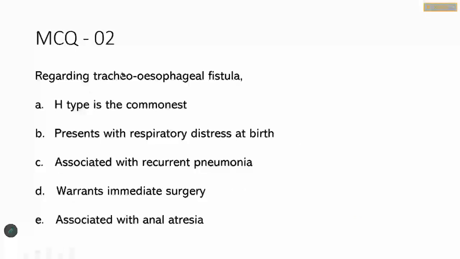Okay. The second question is regarding tracheoesophageal fistula. H type is the commonest? We have studied that C type is the commonest, so that is false. Present with respiratory distress at birth: not always, but commonly it presents with respiratory distress at birth during the first feed. When the mother is giving the first breast milk, there will be a problem. So that is also true.